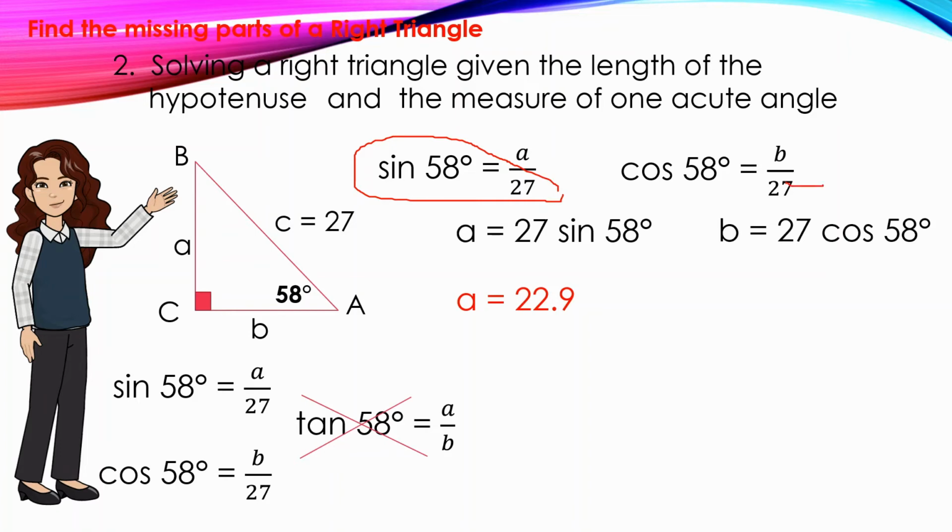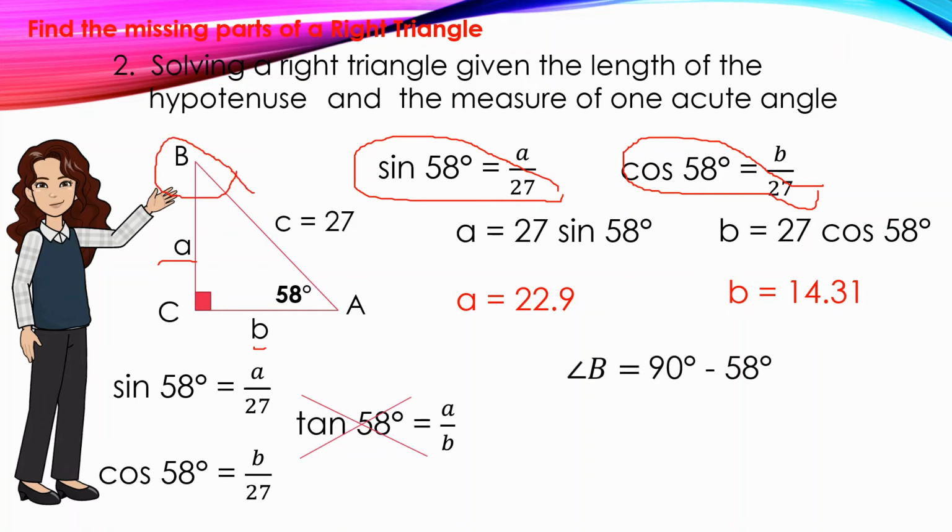You're going to cross product again. So we have B is equal to 27 cosine 58. You're going to press 27 cosine 58 equals. So you need to get B is equal to 14.31 units. So that will be the side B. So we have the side A, 22.9. Side B is 14.31. Then the next one is how about the angle B?